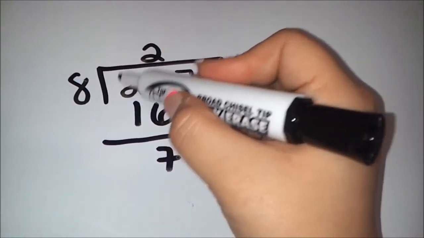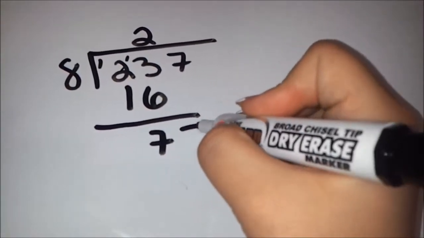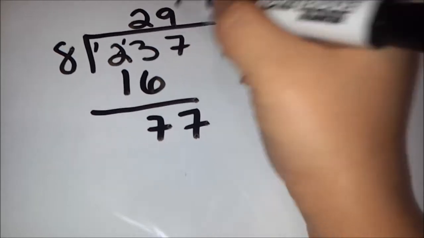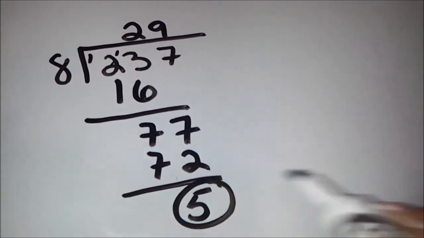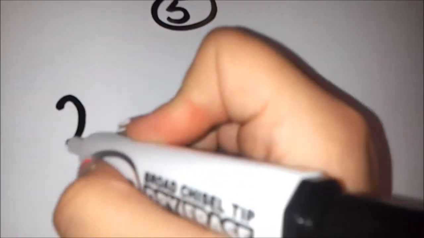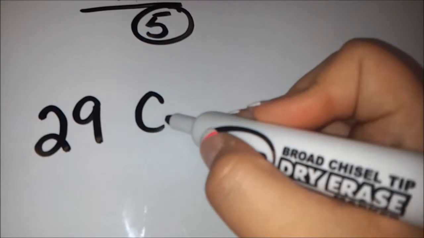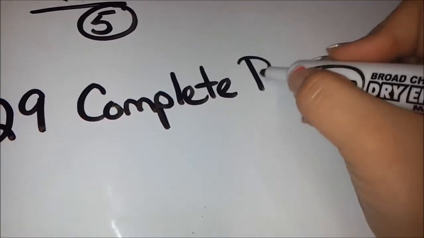What I did was I went ahead and borrowed from my tens column, moved it over, and subtracted. Drop down your next 7, 77. That's going to give us 9. Times 8 is 72. Subtract. That gives us 5. But we don't want a remainder. We want complete rows. So 29 complete rows. That's going to be our actual answer.